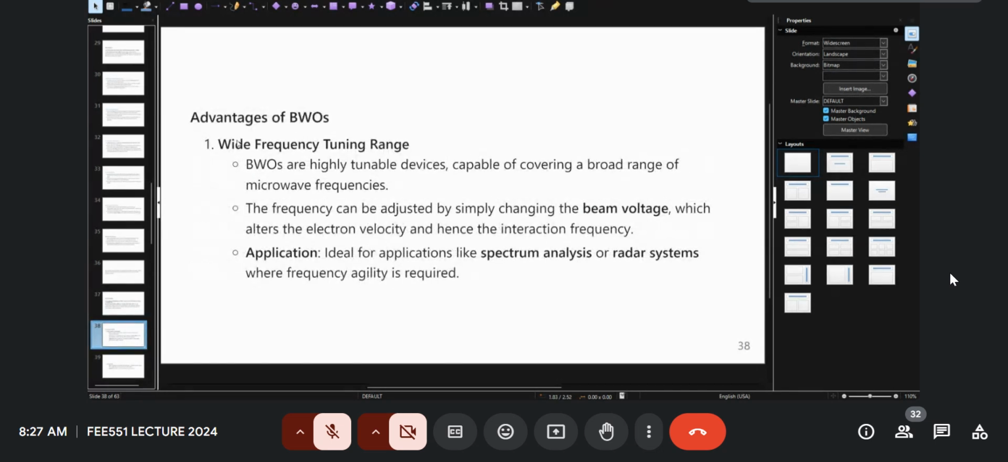So the first advantage, which I think should be the main advantage of the BWO, is this wide frequency tuning range. You find that the TWT on the other side does not have this tuning range, but the BWO has this wide tuning range, which allows for its application in spectroscopy or spectrum analysis or other systems. So you can always remember that.